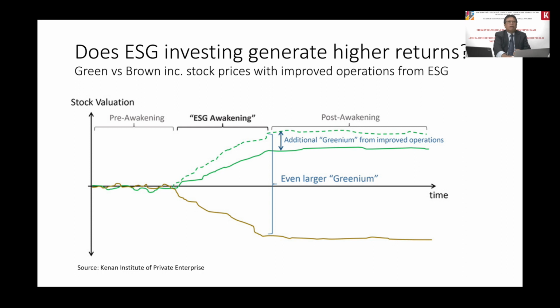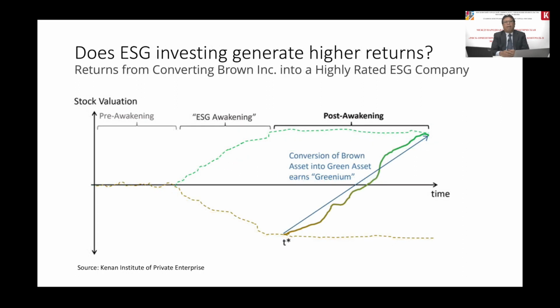And then, we could see in this slide, as a result, more companies then improve their underlying operation toward ESG criteria performance, not just greenwashing. And ultimately, additional greenium from improved operation made the greenium even larger in the future. And then the conversion of brown asset into green asset earns significant greenium, as seen by the steeper tangent.